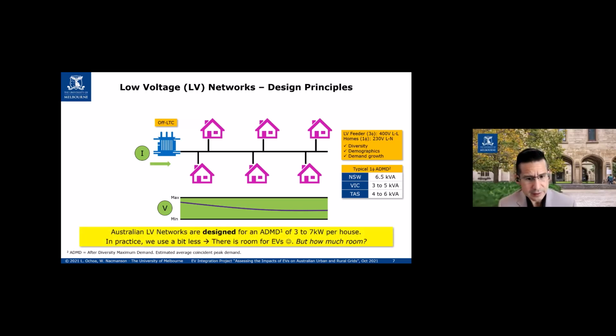Now, because the networks have been designed for an ADMD of about 3 to 7 kilowatts per house, just the normal houses, not the mansions, right? It means that in general, considering that in practice we're going to use a little bit less than that per house on average, because this already considers growth and other things, there will be room for electric vehicles. And that's good news. But how much room is a big question, all right? So can we really think that everyone can have an electric vehicle and the network is going to be okay? Well, that's what we are trying to assess here, all right?